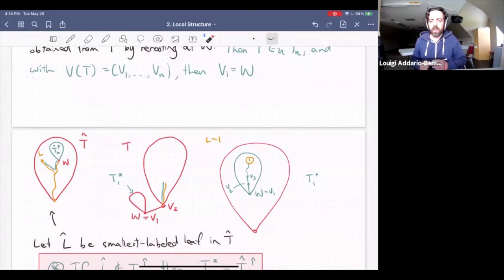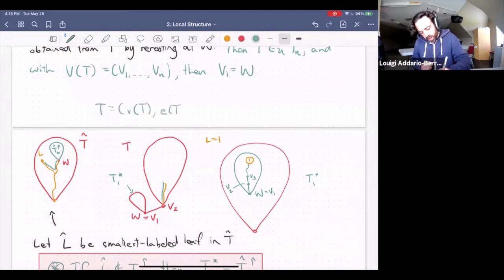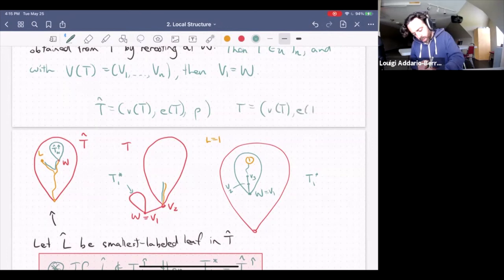Remember, a tree is just a connected acyclic graph with a particular vertex that's called the root. So reroute just means choose a different vertex to call the root. If I think of the tree as having a vertex set, an edge set, and a root vertex, then if that was T hat, the new tree T has the same vertex set, same edge set, but now the root is the vertex W.